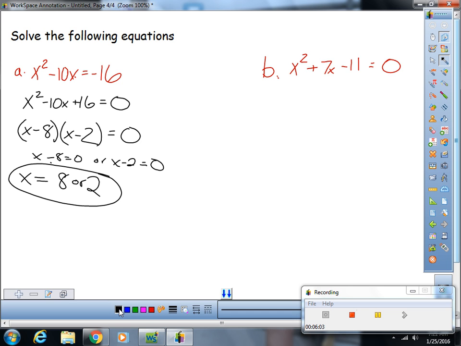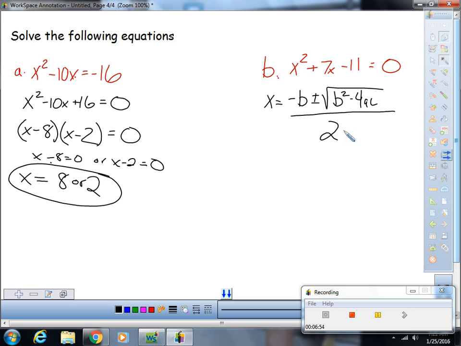Multiply to be negative 11 and add to be positive 7. I bet this is going to work. I just think one of them is going to be a fraction. Let's see if it works. Okay? So, is this factorable? It is not. So if it's not factorable, what do we go to? What is it? X equals what? Minus b plus or minus big square root of b squared minus 4ac all over 2a.